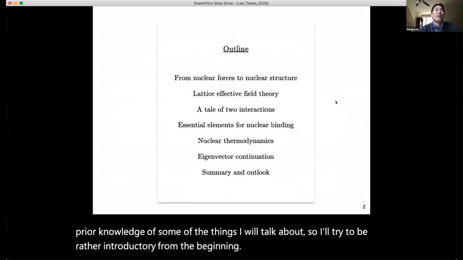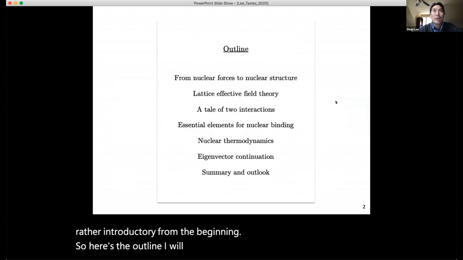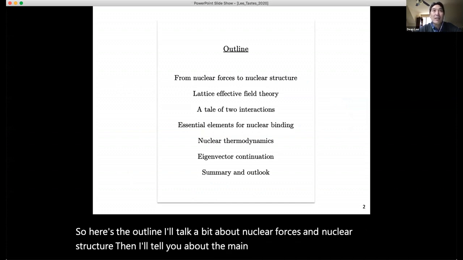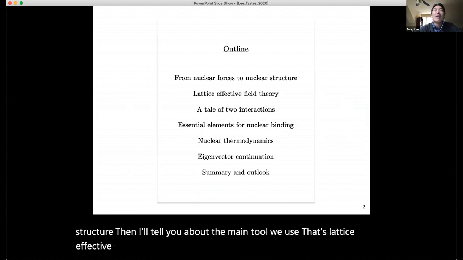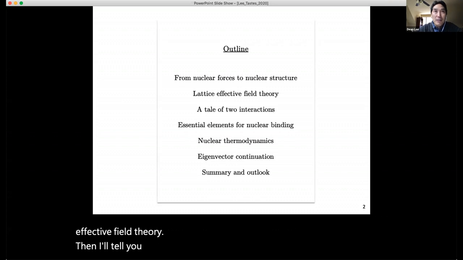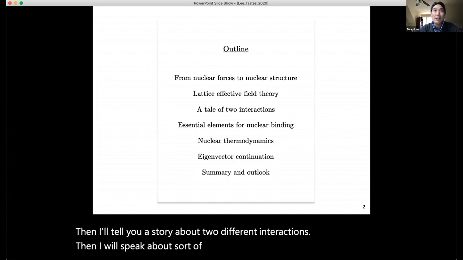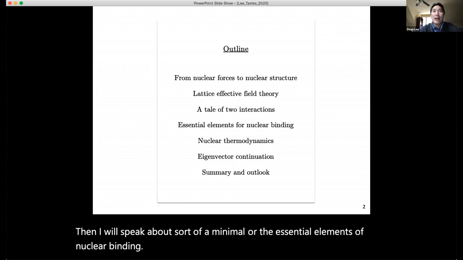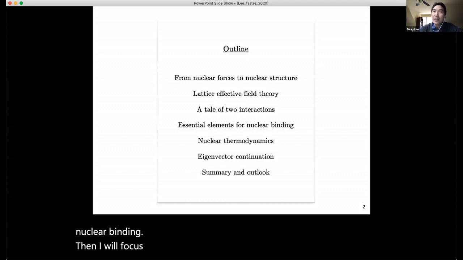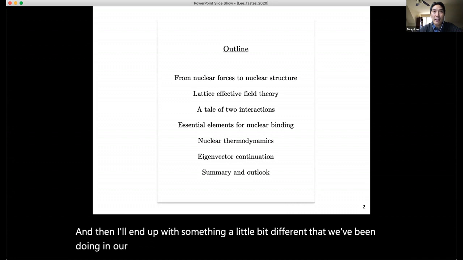So here's the outline. I'll talk a bit about nuclear forces and nuclear structure. Then I'll tell you about the main tool we use, that's lattice effective field theory. Then I'll tell you a story about two different interactions. Then I will speak about the minimal or essential elements of nuclear binding. Then I will focus on nuclear thermodynamics and the equation of state, the liquid-gas transition. And then I'll end up with something a little bit different that we've been doing in our lattice calculations called eigenvector continuation.